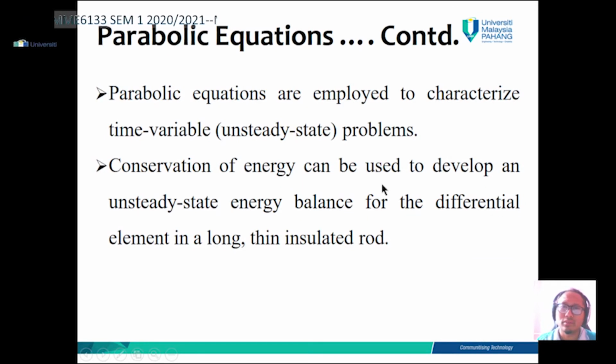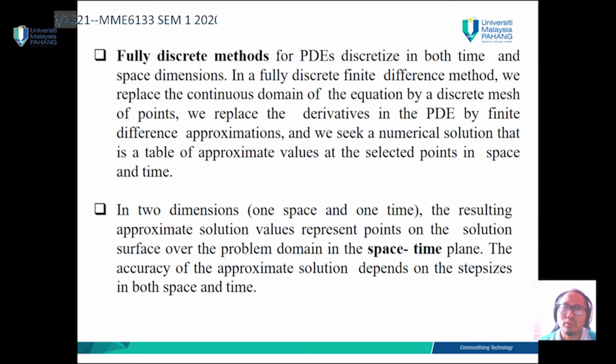Parabolic equations are usually employed to characterize time-variable unsteady state problems. Conservation of energy can be used to develop an unsteady state energy balance for the differential element in a long, thin insulated rod. We are going to use fully discrete methods to discretize in both the time and the space dimension. So in a fully discrete finite difference method, we are going to replace the continuous domain of the equation by a discrete mesh of points.